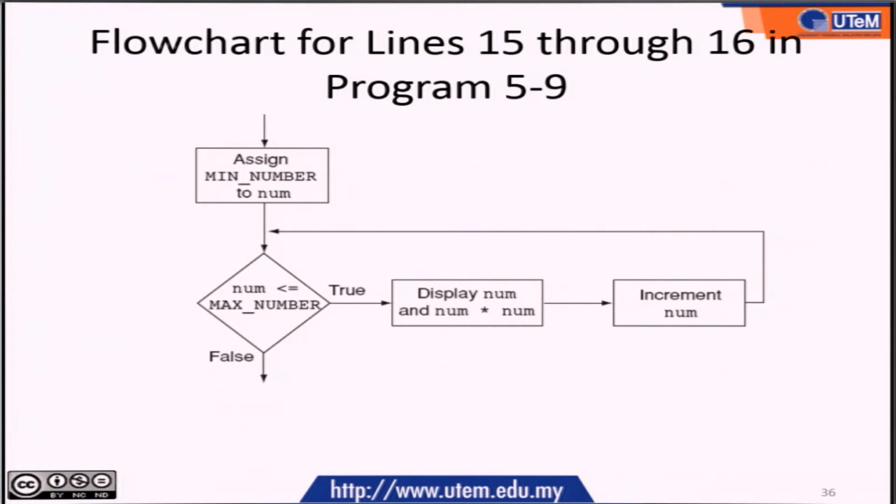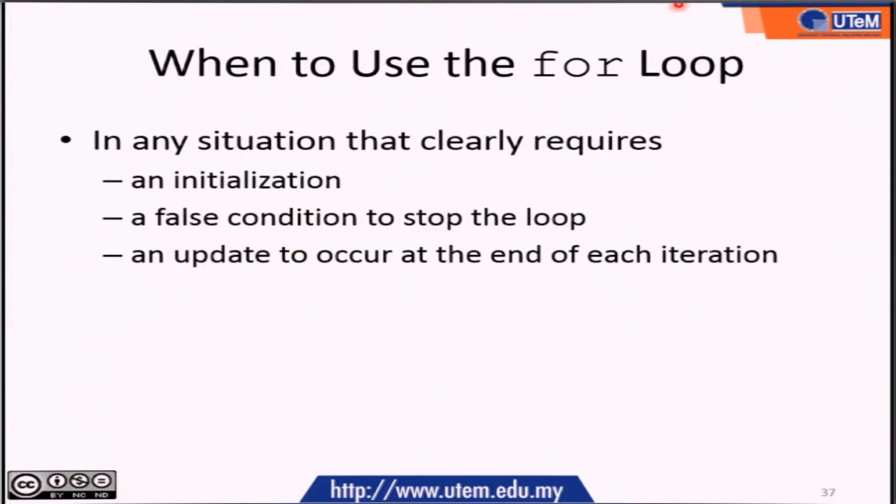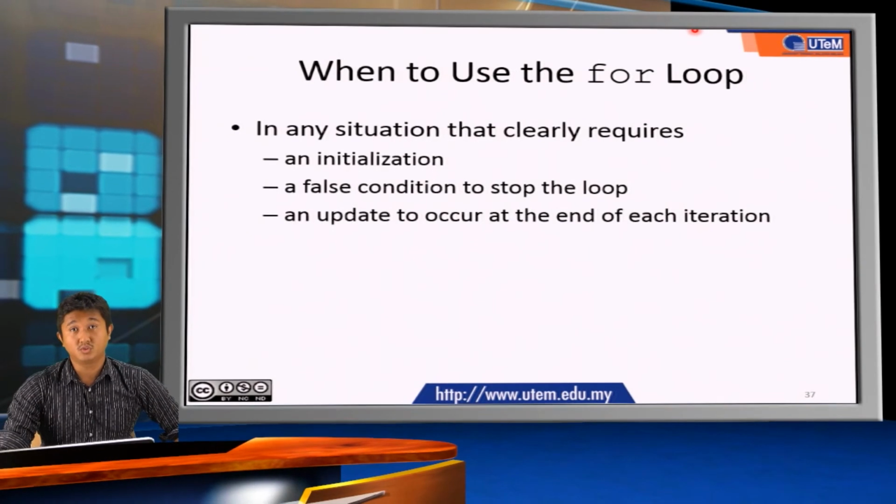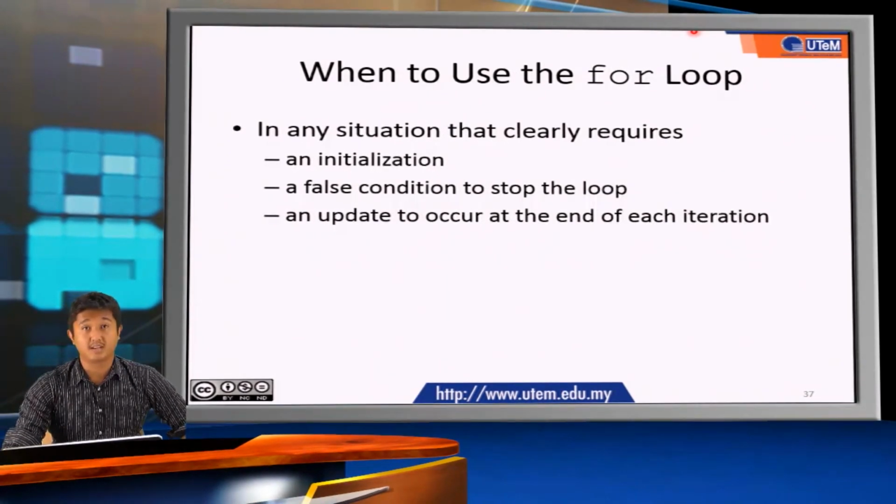The flowchart of the example can be seen in here, starting with the initialization of num, the test expression, followed by the statement execution inside of the loop and update of the variable num. It is recommended to use for loop in the situation where it clearly requires an initialization, a condition to exit the loop, and the update of the variable at the end of each iteration.